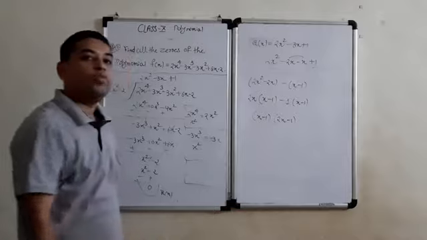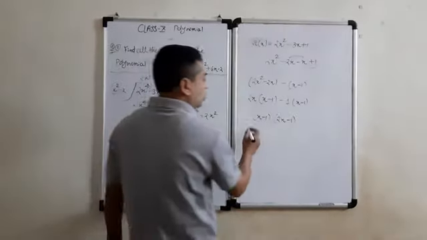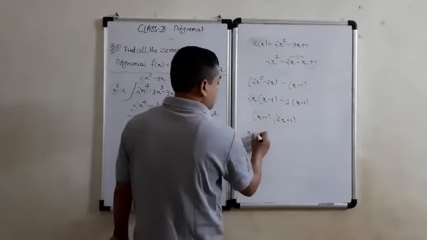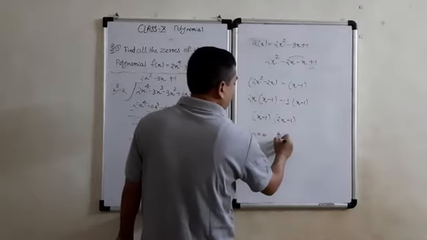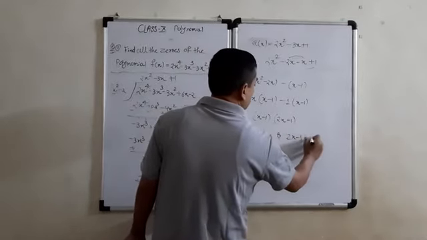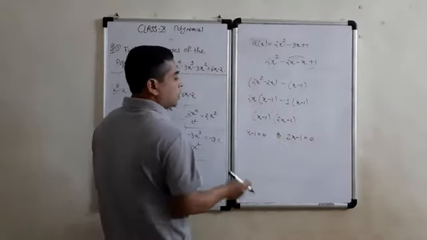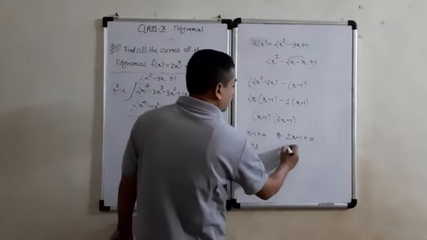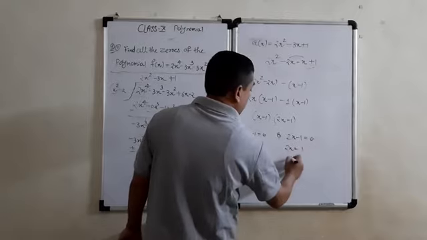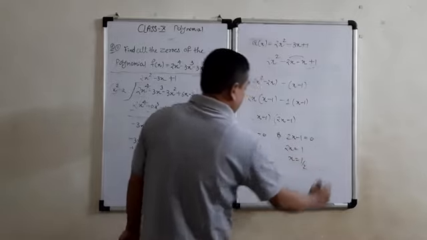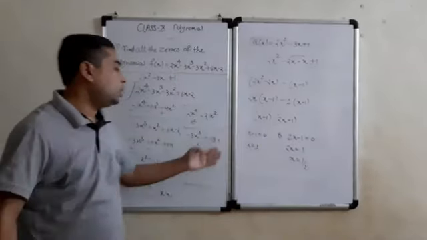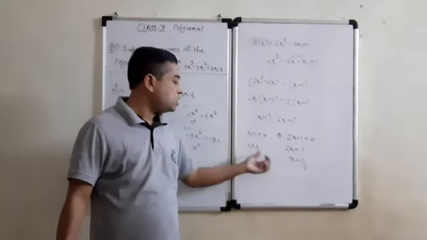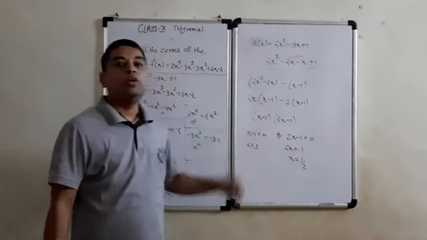By equating both the factors to 0, when we equate x minus 1 is equal to 0 and 2x minus 1 is equal to 0, we get x is equal to 1, and here we get 2x is equal to 1, or x is equal to 1 by 2. So in this way we get the other two values of x. It means the other two zeros of the polynomial.